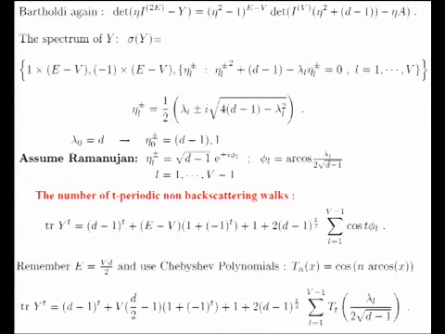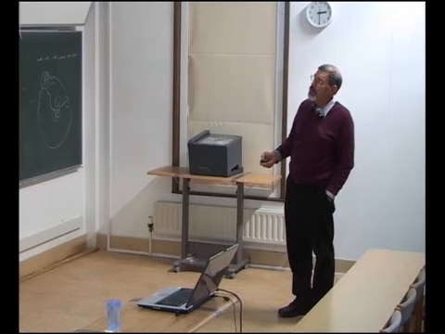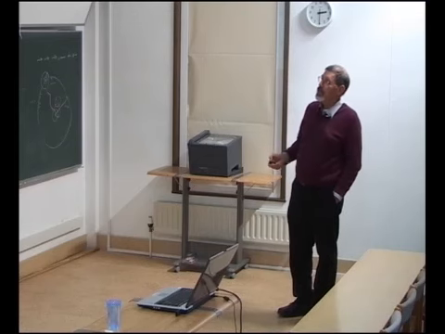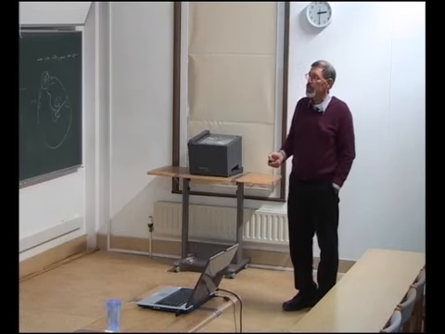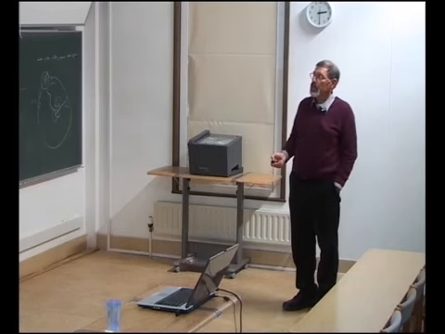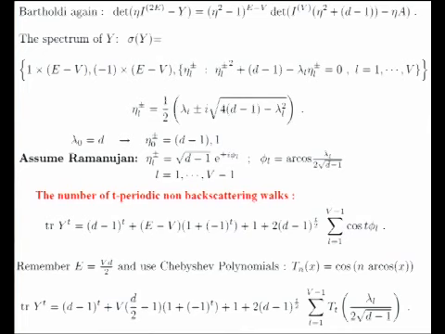And therefore, if you collect all this together and assume that the graphs that you are talking about are now Ramanujan, then I can write that the number of t-periodic non-backscattering walks, trace of B^t, is equal to: the largest eigenvalue is (d minus 1)^t. There is a correction which comes from the plus and minus eigenvalues, and then there is the fluctuating correction which comes from the non-trivial eigenvalues of the adjacency matrix.